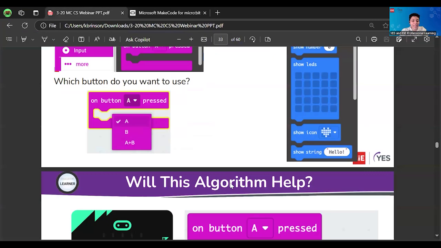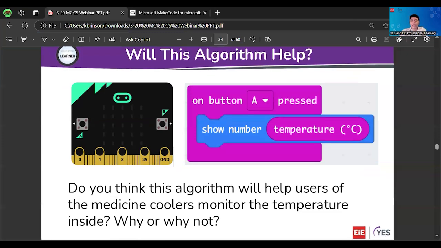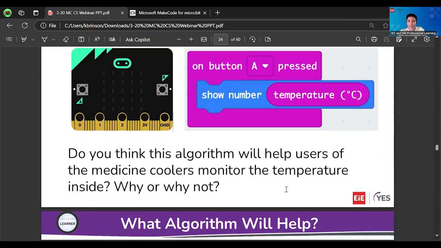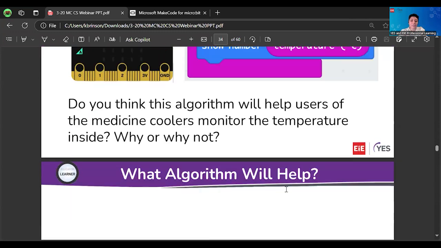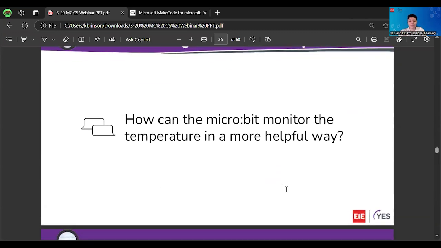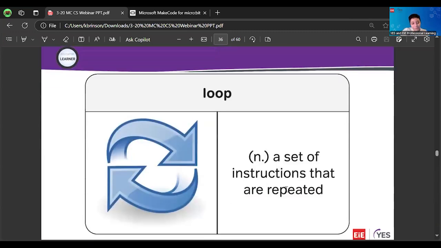And then at this point, they have a discussion about whether this algorithm would actually help with the medicine cooler. And usually this conversation results in, well, I have to press the button every time. Is there a way to make it do this over and over and over again? Is there a way to make it sound? So they start to have a little bit more discussion around this is probably not the most effective algorithm here. And so this is where we get into our favorite, our loops. So we want a set of instructions that are repeated, right? We don't want to have to keep checking and pressing a button and going over to the medicine cooler to press it to see what the temperature is.